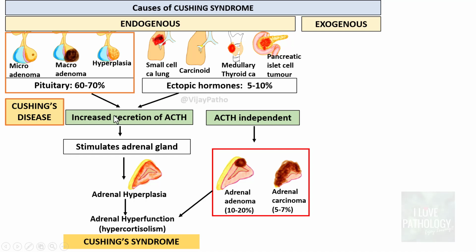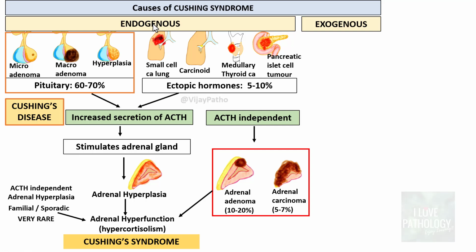Okay. So, what we saw earlier was increased secretion of ACTH, which stimulates the adrenal gland, leading on to adrenal hyperplasia, right? Adrenal hyperplasia can also be ACTH independent. It can be either familial or sporadic, and that's due to some mutations in these cells. Okay, that's very, very rare. But you should know that adrenal hyperplasia can also be ACTH independent. So these are the ACTH dependent and ACTH independent causes of adrenal hyperfunction. That's about endogenous causes of Cushing syndrome.